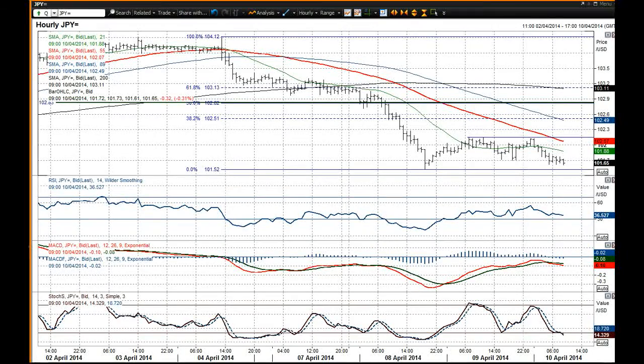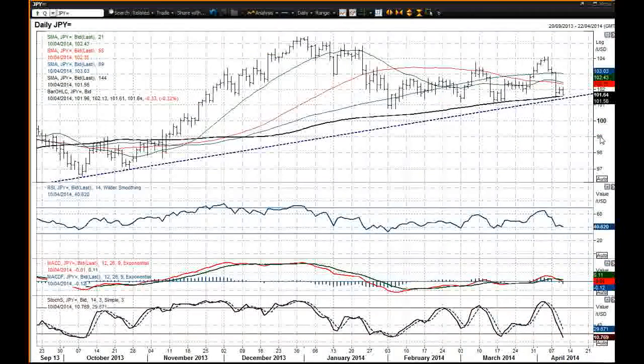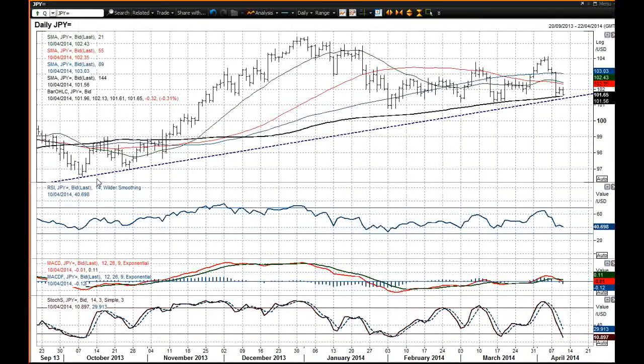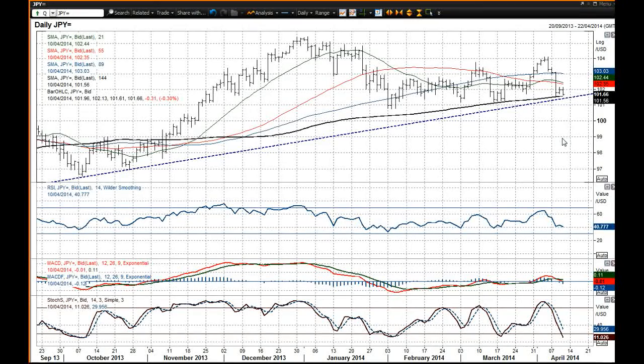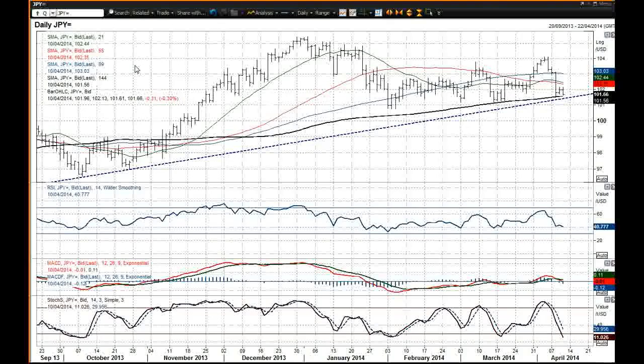On a longer term basis, personally, I've recently put a long position in, as I think this big uptrend and the 144-day moving average will ultimately provide support, and I think it will continue to push higher within this big trading band that we are playing around with, and I think it will rally in due course, but certainly near term the pressure is on, and that support at 101.52.